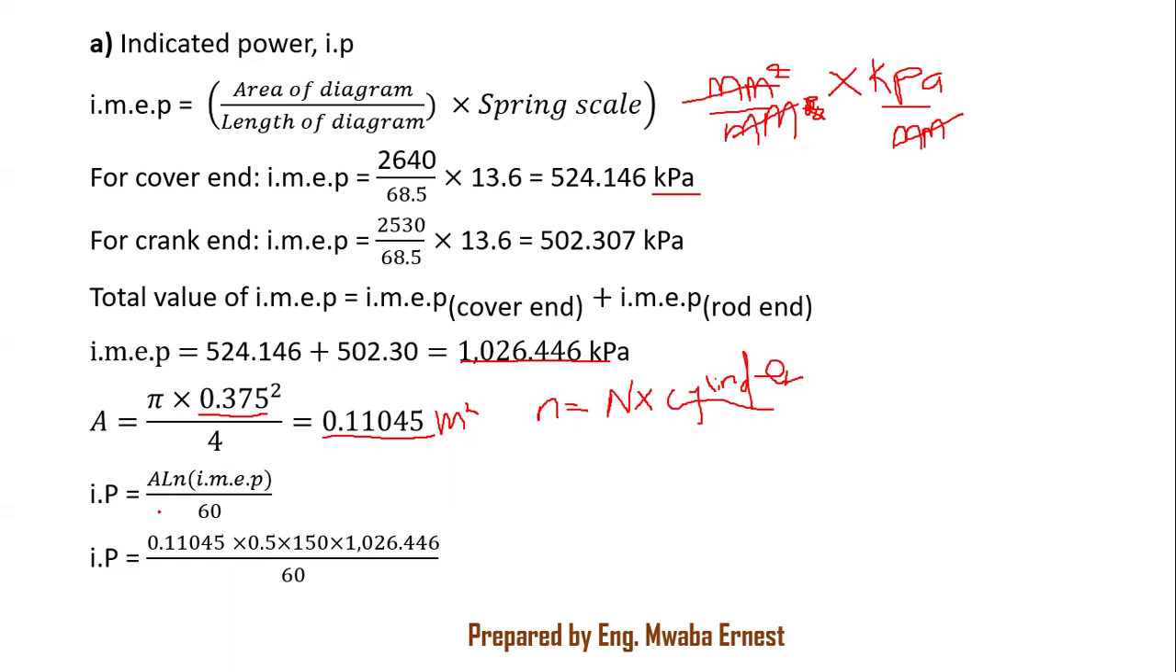So when you enter these now in your calculator, you're going to find that our answer is 141.7137 kilowatts. This is in kilowatts. So there you are. That is our indicated power. And we say that the indicated power is the power that is actually developed in the cylinders of an engine.